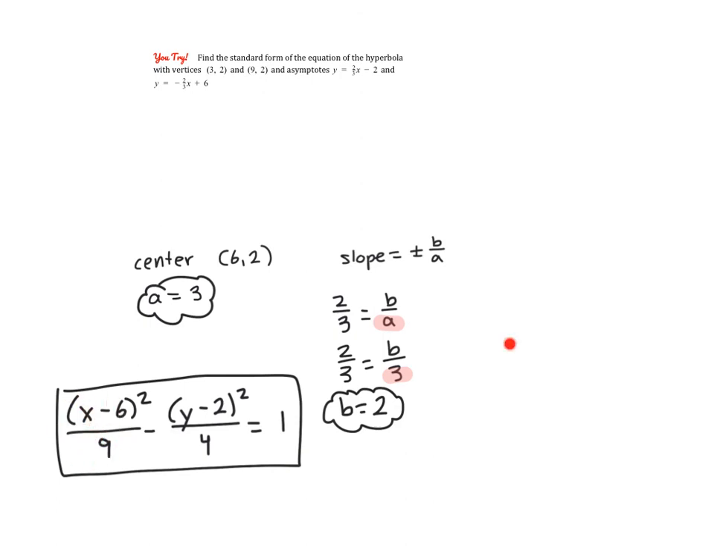And since it is horizontal, this time when we do rise over run, it's going to be b over a. So we know that our slopes are going to be plus or minus 2 over 3 because we're given the two equations. So we can say 2 over 3 equals b over a, 2 over 3 equals b over 3, which is our a value, allowing us to find that b is 2. So you should end up with (x minus 6) squared over 9 minus (y minus 2) squared over 4 equals 1.